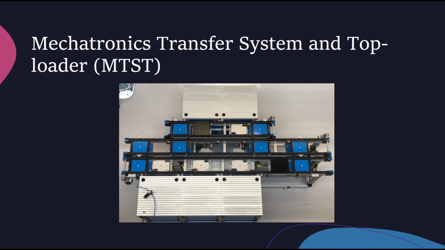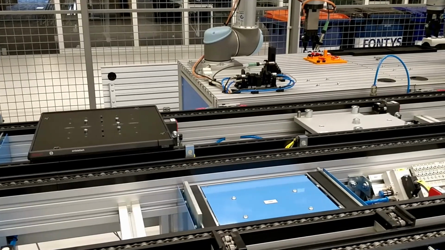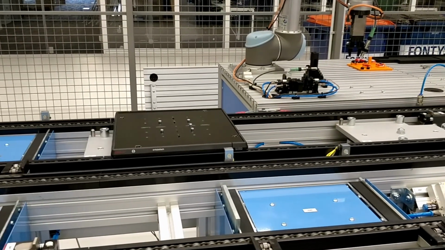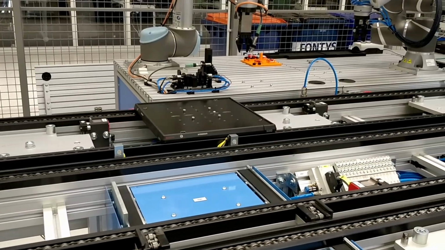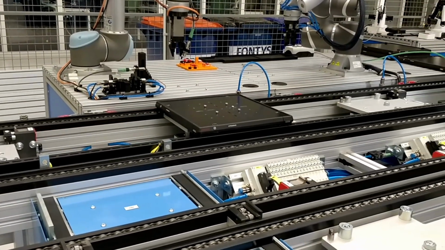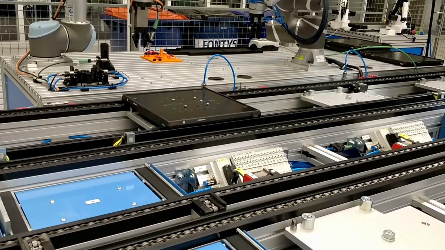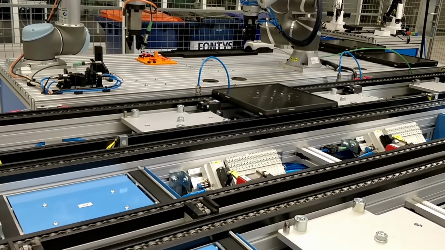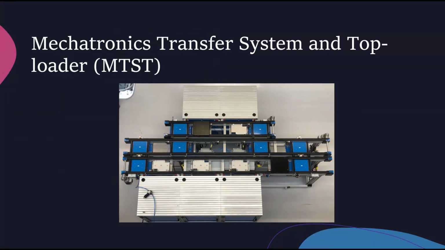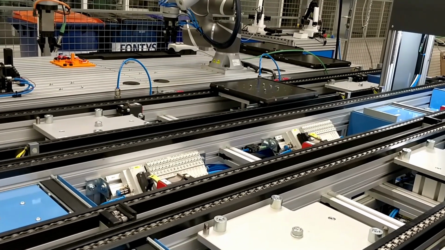I've mentioned the system a few times, the Mechatronics Transfer System and Top Loader, or the MTST for short. This system is displayed in the image that you see on the screen, which is comprised of 3 lanes, and these 3 lanes are driven by physical chains. At the end of each of these lanes, you see those blue elevators, and each of those elevators has some small belts on it. Together, this system is responsible for moving a pallet or a tile, which is the black square that you can see underneath my cursor, which is transferred over the chains.